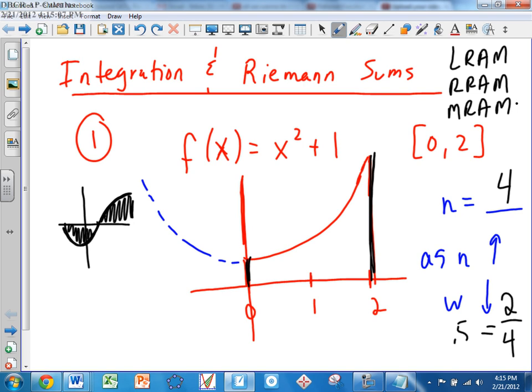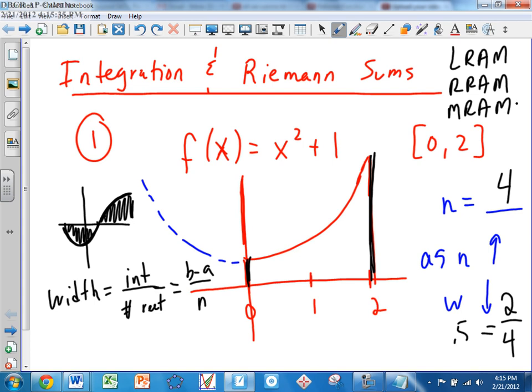So if you want to write a little note to yourself, the width is always equal to the interval over the number of rectangles, which mathematically can be written as b minus a all over n. Can we just say n? Okay, b minus a, the end minus the beginning, 2 minus 0 is 2, divided by 4. It says b minus a? Okay, b minus a over n.